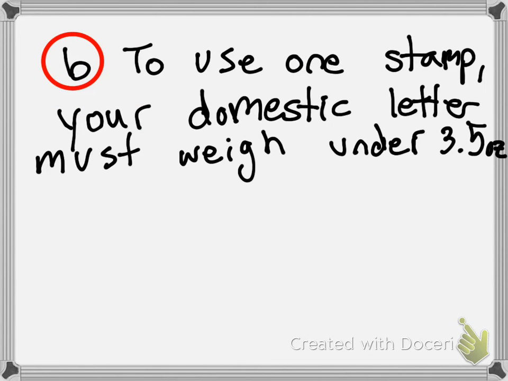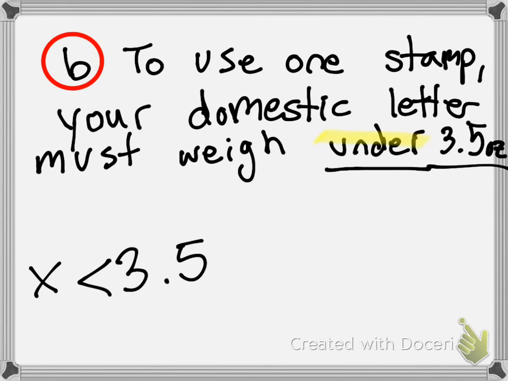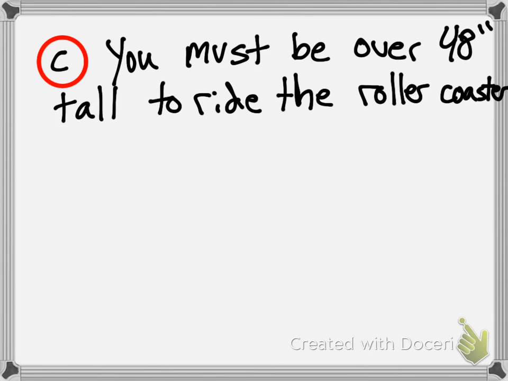B, Fernando. To use one stamp, your domestic letter must weigh under 3.5 ounces. What'd you get as your equation, as your inequality? 3.5 is less than X. Do we agree? No, we're a little close. So, what is it going to be, Michelle? I put X is less than 3.5. Yes, because the letter must weigh under 3.5. This is under, less than 3.5.